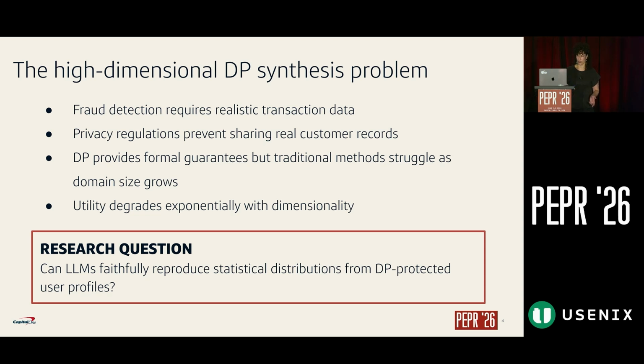So we asked the question, if an LLM already knows what realistic financial behavior looks like, can we seed it with short, differentially private user personas, so kind of summary statistics about users, and have it generate realistic transactions that capture that user's behavior? So can we get the best of both worlds? Can we get the formal guarantee from DP and also get realistic outputs from an LLM?